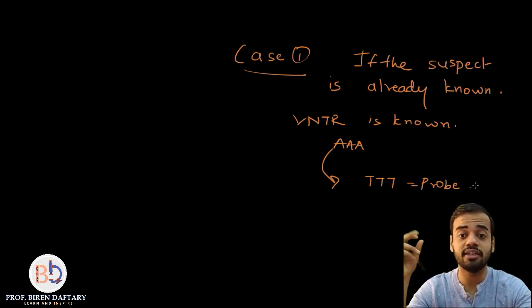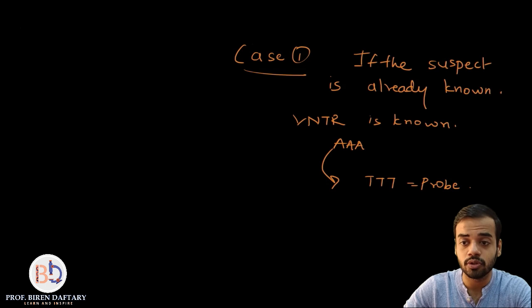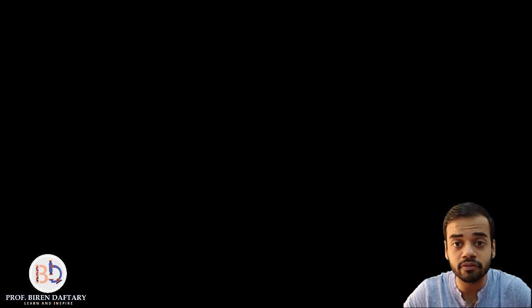Now case 2. Suppose the VNTR is unknown. So that hair has fallen, there are 7 people as suspects, but you don't know who has committed the crime. You don't know the VNTR, you don't know the genome of that hair or that person. So now how will you do DNA fingerprinting? Now this is where most people have got a doubt. So in that step, selection of probe, what will you do? Which probe will you select, because you don't know the sequence of the VNTR? So take any probe, take any random probe.